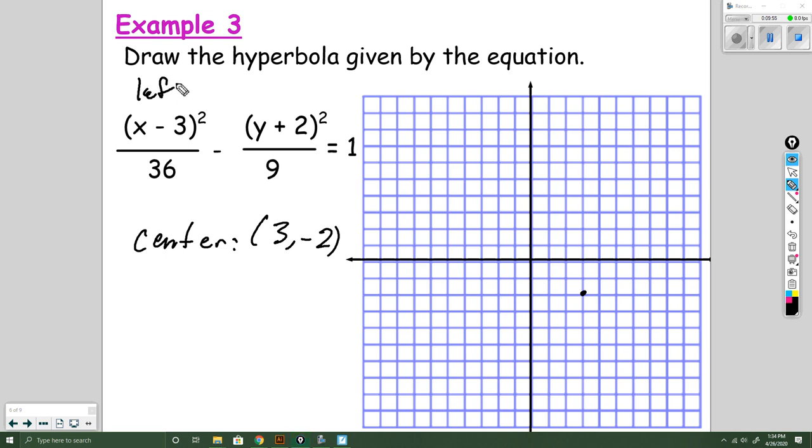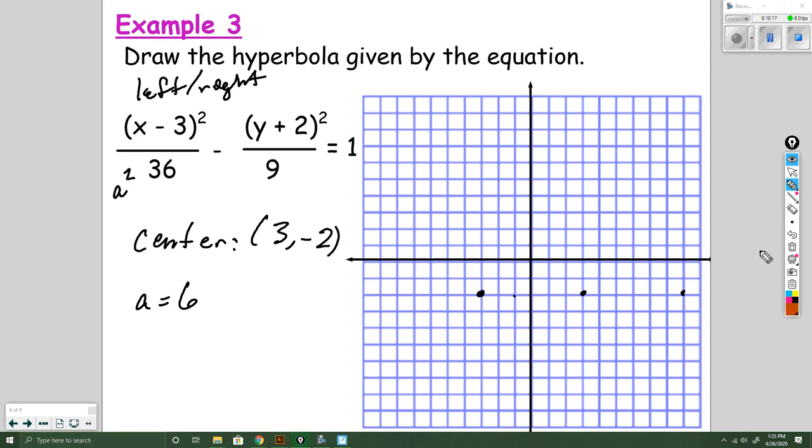open left and right. And then a squared is going to tell us, a is going to tell us how many units we go to the left and to the right of the center. So that would be 6. 1, 2, 3, 4, 5, 6. 1, 2, 3, 4, 5, 6, right there.